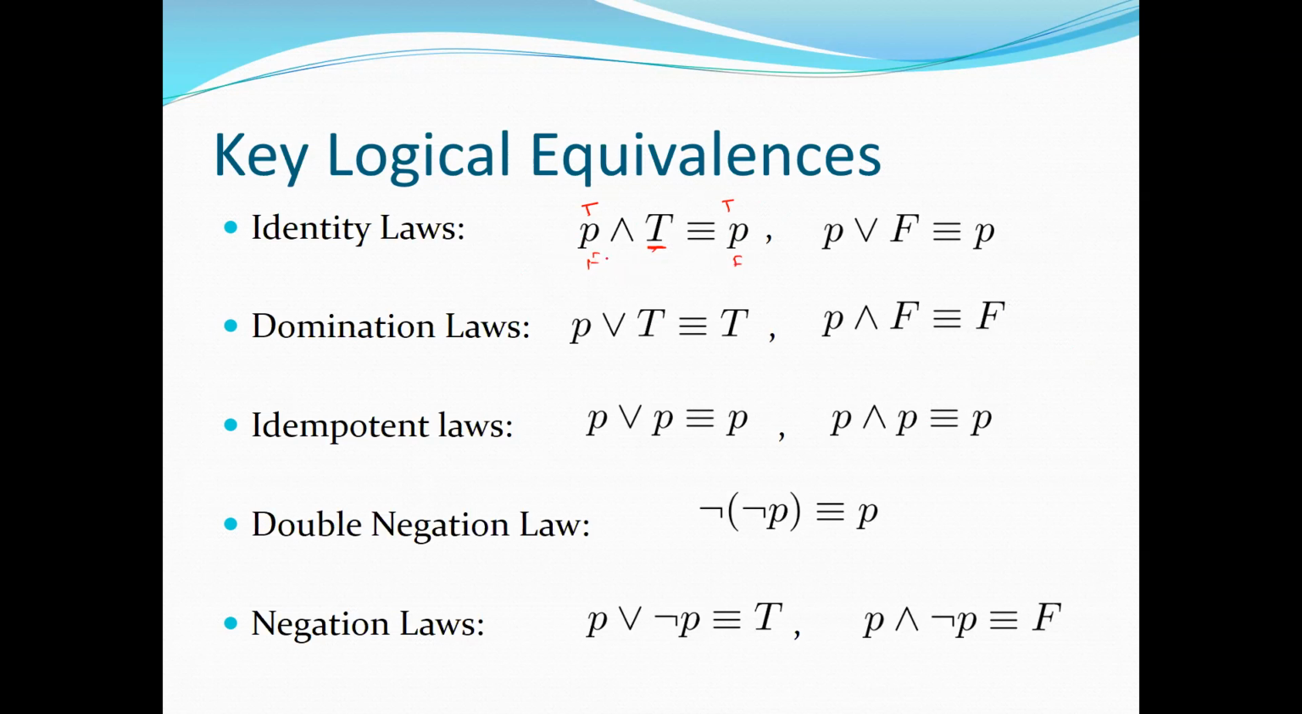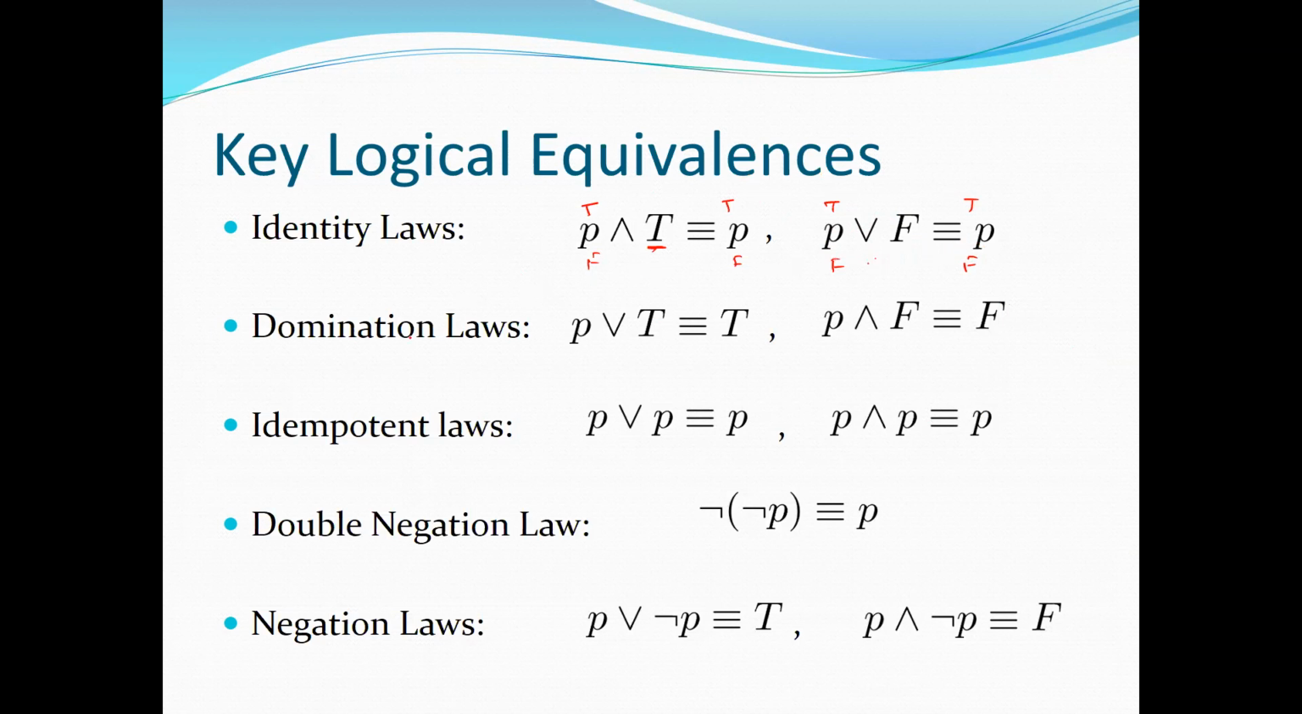So the identity law says if you AND any proposition with true, you get the same result as the proposition. And if you OR it with false, you will get the same value, right? So this is the identity law. You can prove it again. If P is true and you OR it with false, you get a true value here. That's again the same as P. If P is false and you OR it with false, the result is false, right? That is again the same value as P.